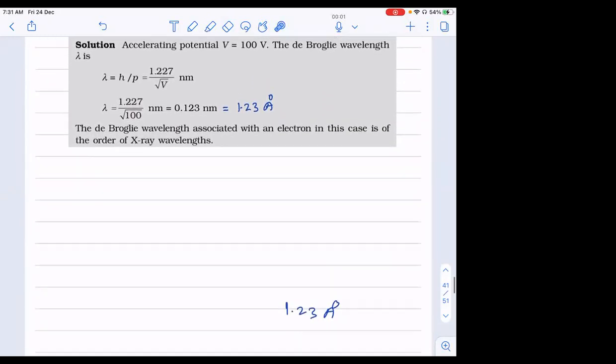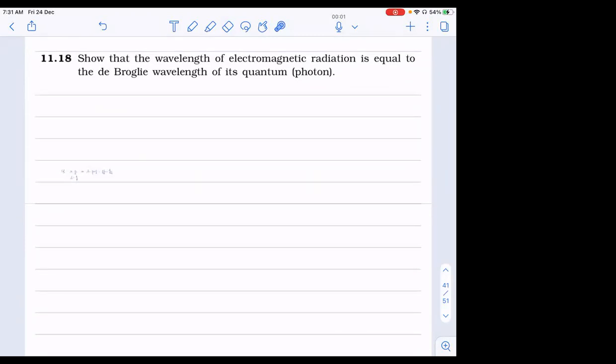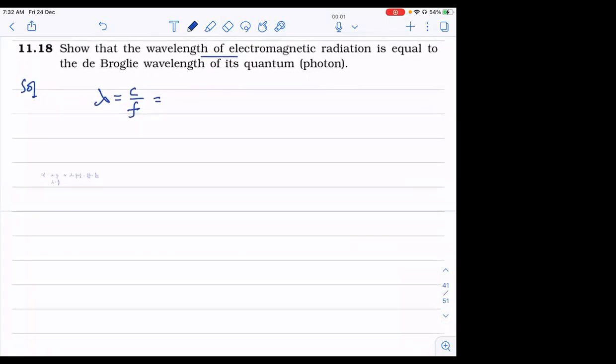Yes, sir. Okay. So look at this question, question number 18: show that the wavelength of electromagnetic radiation is equal to the de Broglie wavelength of the quantum of photons. What do we need? The wavelength of electromagnetic waves, electromagnetic radiation. So lambda is equal to c upon f, right? And what do we have to bring? h upon p, right? Now what will we do here? Look, how will we bring it? Tell me.